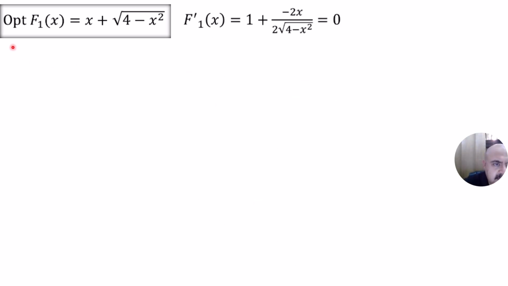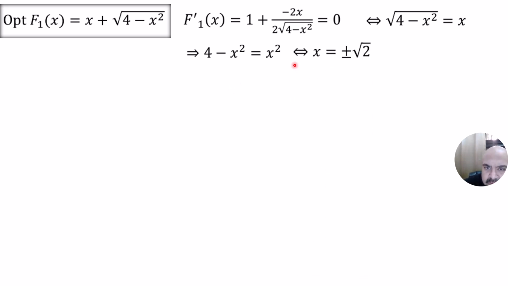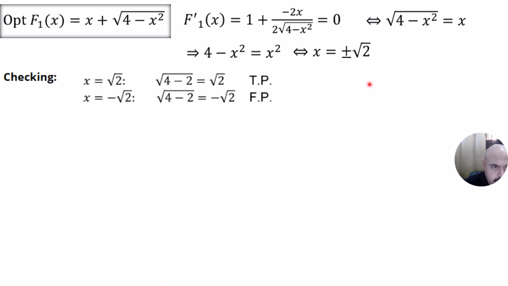So if we try to do this simply, this is f1. I will get f dash and put it equal to 0. And once we do so, we will have the condition for optimality, just squaring both sides to avoid the square root. It's going to come up to 4 equal to x squared. That's x equal to positive or negative root 2. Since we are in the positive side, I will consider just the positive value, which is root 2. So this is the one that will be considered.